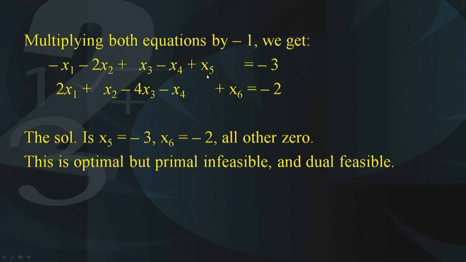Now, let us multiply both the equations with the negative sign. And what do we find? We find that we get a basic variable in both the equations. So, in the first equation, we have x5 as the basic variable, and in the second equation, we have x6 as the basic variable.